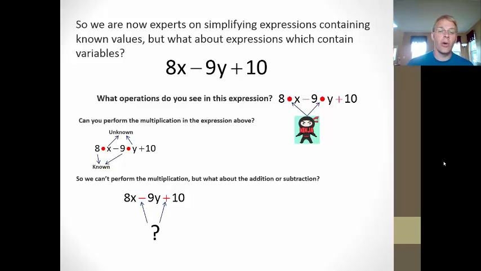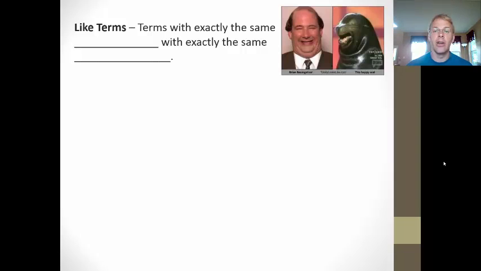Well, to answer that question, we have to learn a new vocabulary word, a new term. And that term is a like term. So if terms are like terms, we can combine them. We can add or subtract to put them into one term. But what makes terms a like term? Well, terms with exactly the same variables with exactly the same exponents. And notice we use the words with exactly the same. It's got to be exact. Pretty much like this picture of Kevin from The Office and this happy seal we have here. They look pretty much identical.